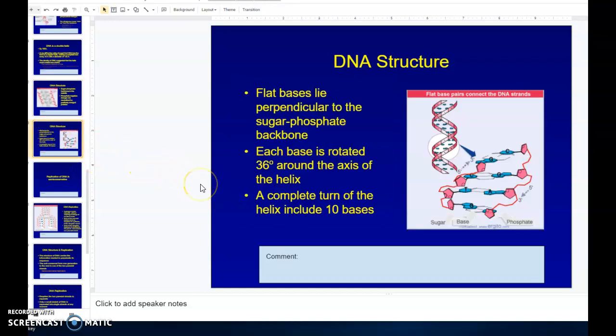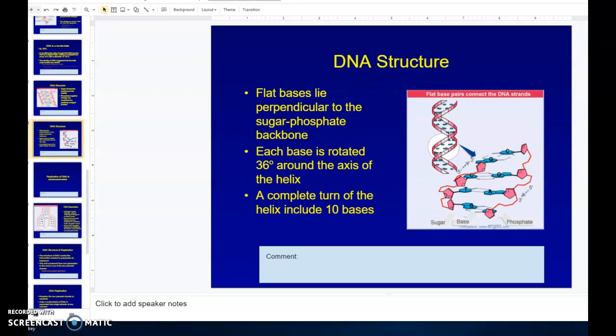All right. This little guy here, DNA structure. The bases do lie flat. So you would have adenine here, thymine here. You'd have guanine here, cytosine here, but they wouldn't be like this. If the molecule is going like this, they wouldn't be like this. They would be like this.